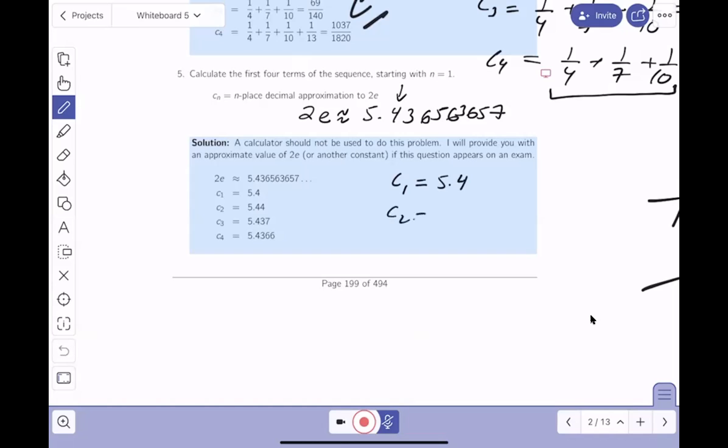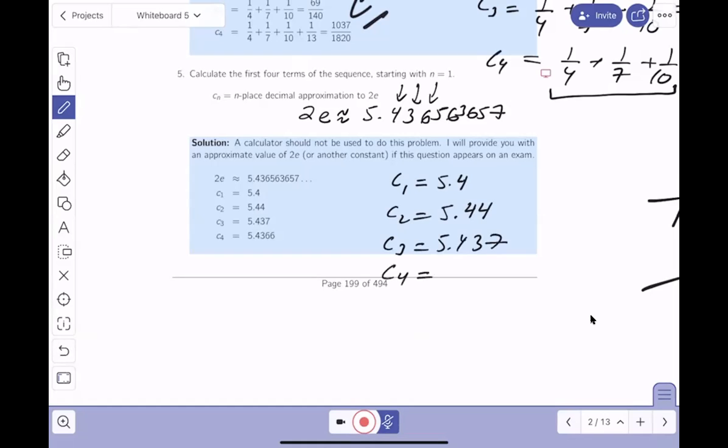Now C2, what's that going to be? It's a second place approximation. A lot of people are going to write down 5.43. It's 5.44. All right, what's C3? Go to the third place. Again, a lot of people write down 5.436. It's not, I'm rounding. It says approximation, right? So it's 5.437. We'll look at the key later.